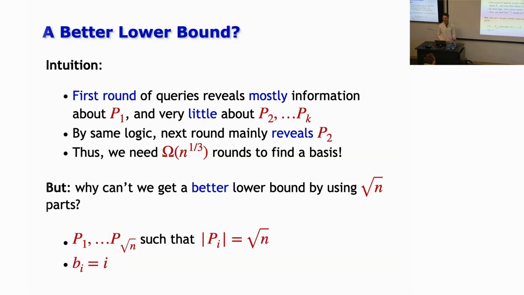You don't learn about all of the partitions in one query. Exactly, and that's the intuition. It'll turn out that you can't learn information from multiple pieces at the same time. We're actually going to go through this. I'm going to explain why you can't get a better lower bound, because this will be very important intuition as we go forward with partition matroids.